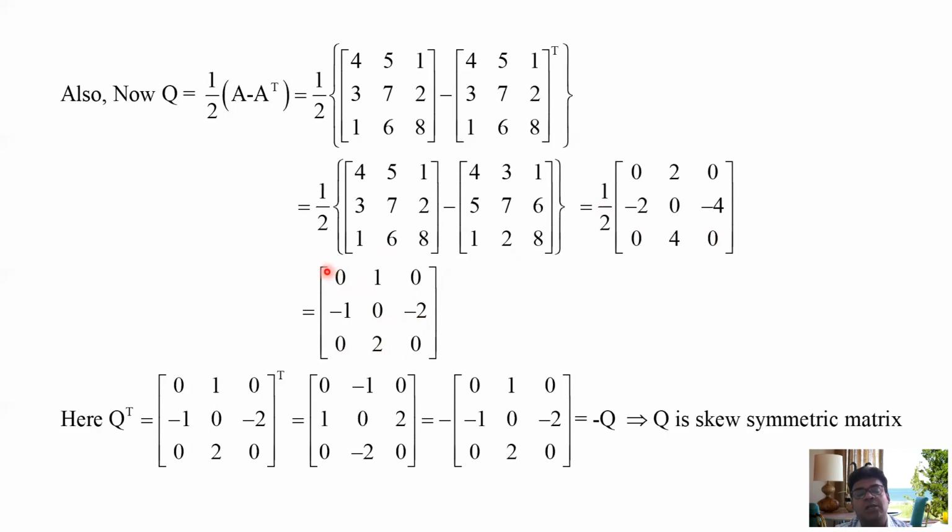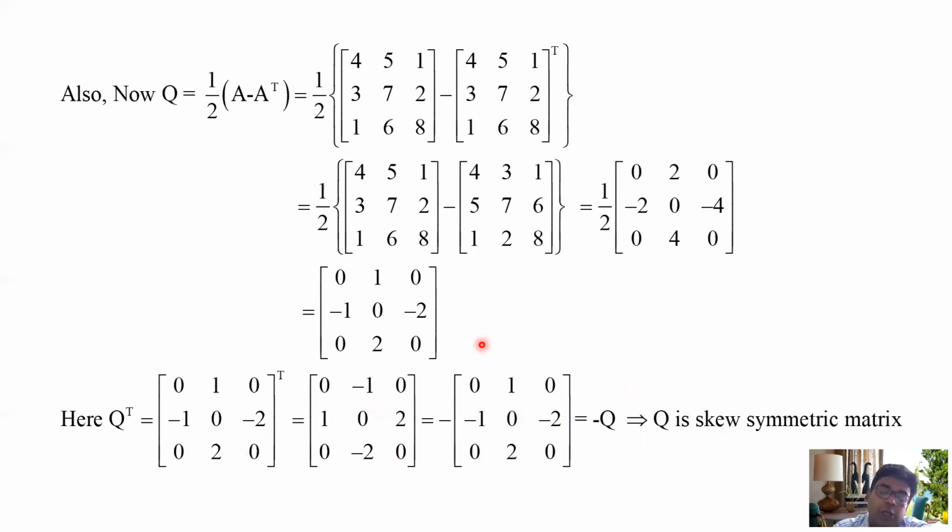Just check, it is a skew symmetric matrix. All diagonal elements are 0, and the rest of the positions have the reverse sign of the mirror element. As you can check, Q transpose is 0 minus 1 0 1 0 2 0 minus 2 0. If I take minus common, it is 0 1 0 minus 1 0 minus 2 0 2 0, that is minus Q. So therefore Q is a skew symmetric matrix.